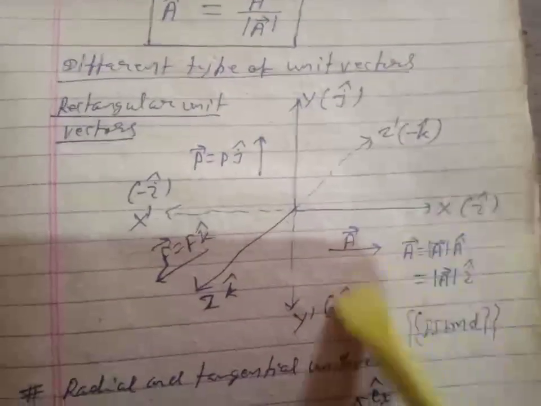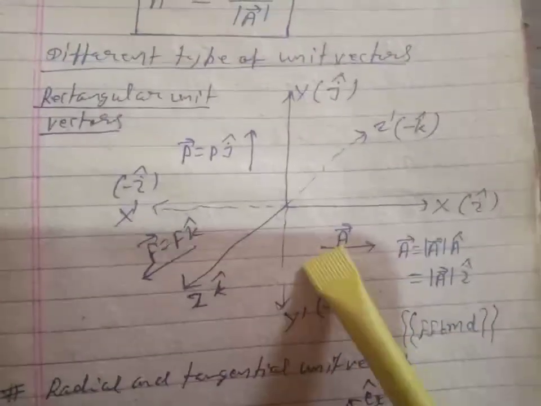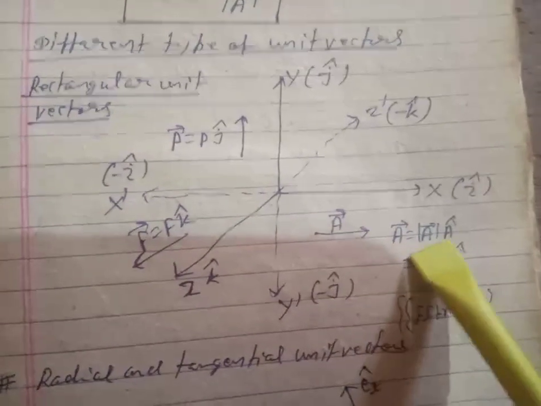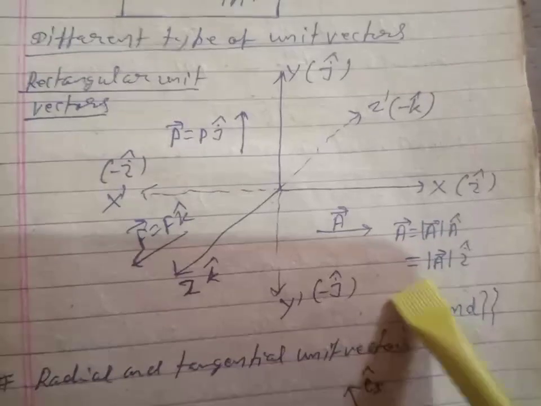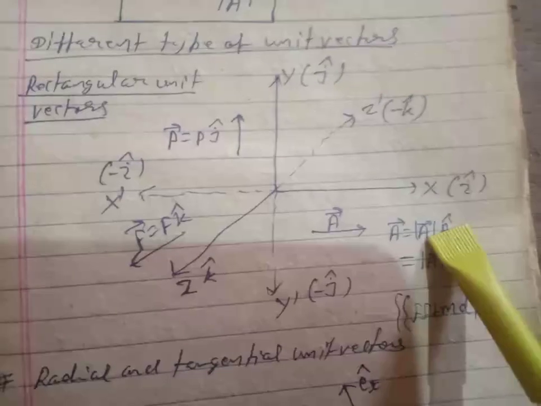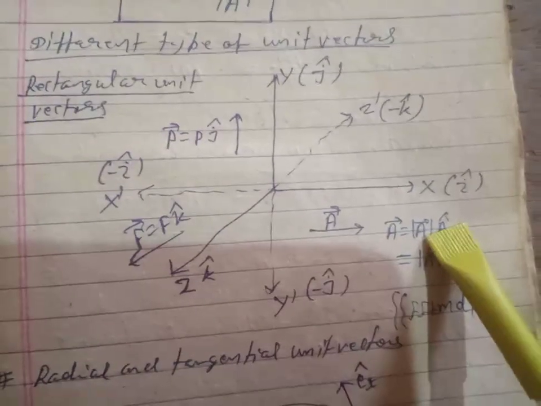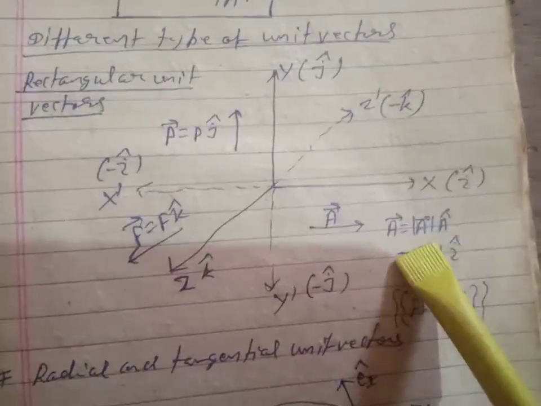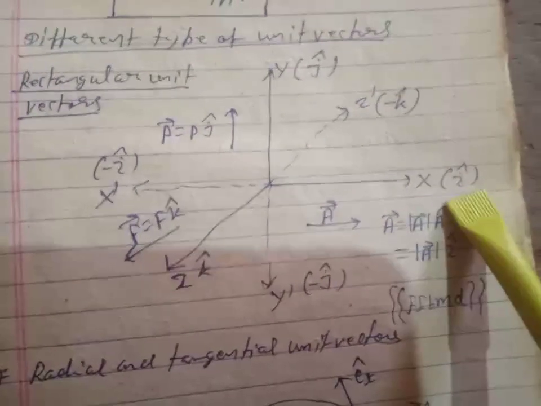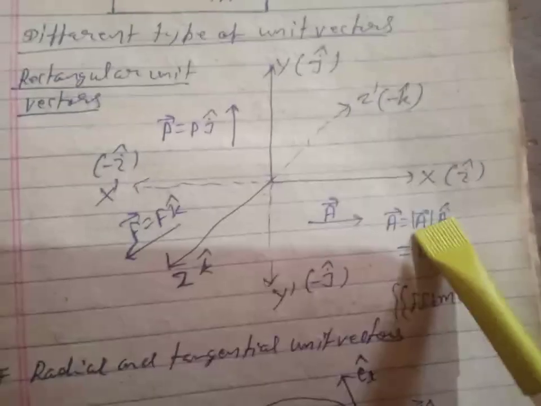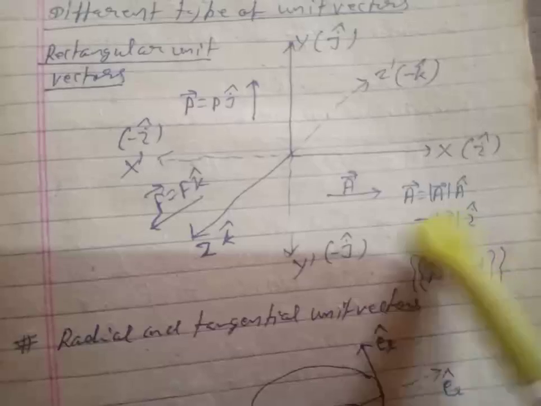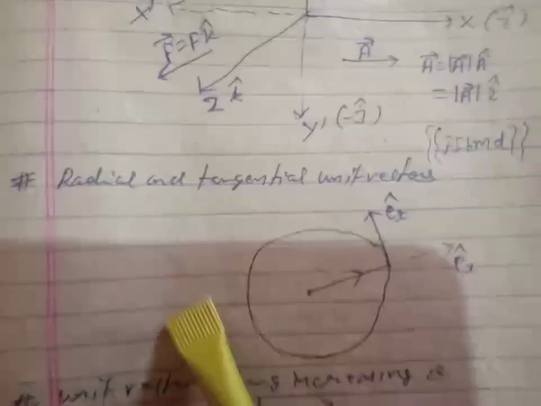Along the x dash axis we use minus i cap, along the y dash axis minus j cap, and along the z dash axis minus k cap. For example, let A vector be along the x direction. Now A vector can be written as mod A vector times A cap, which equals mod A vector times i cap, because A vector is along the x axis. So the unit vector along the x axis is i cap. Here, in place of A cap, we have used i cap. Similarly, other vectors can be shown.